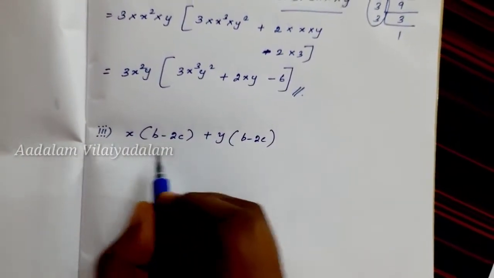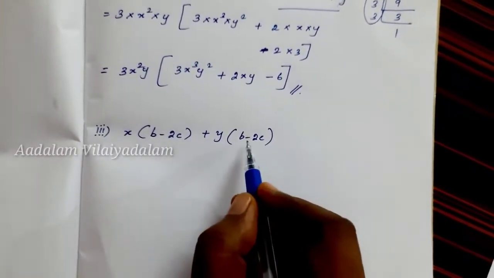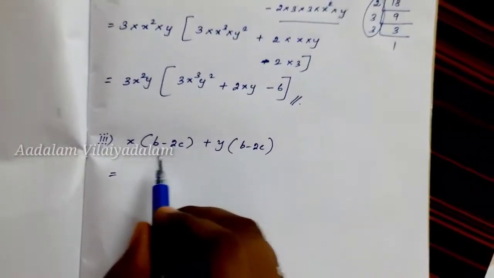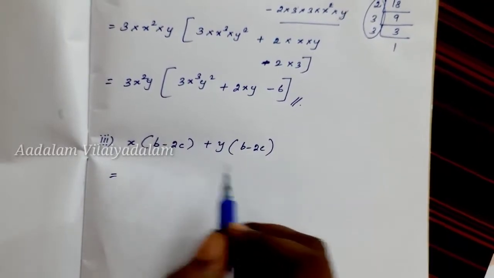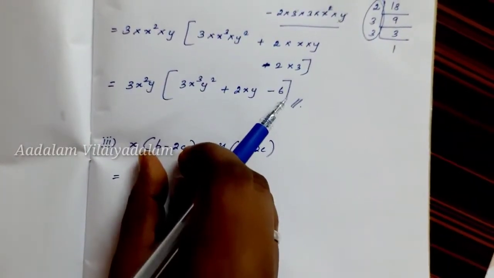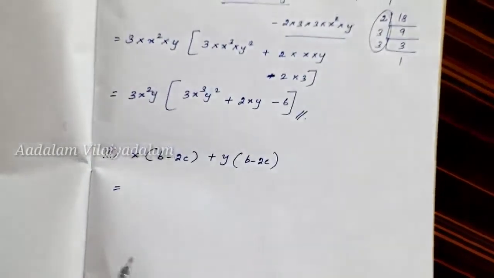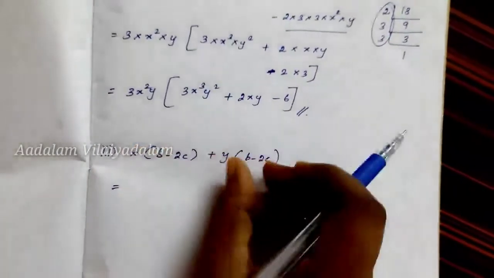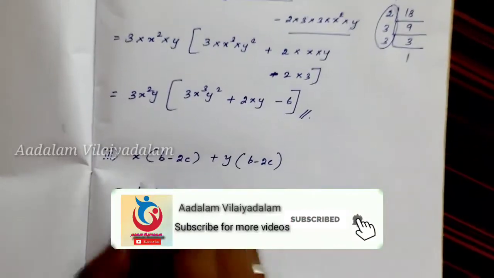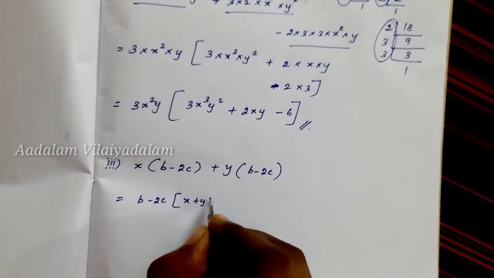Now the third subdivision is x into b minus 2c plus y into b minus 2c. Here the answer is very simple. Just compare these two terms. What else will be the common? B minus 2c exists here. The same way here is also b minus 2c. So let's take out this term as a common one. Then b minus 2c I have taken out. Then the remaining value will be x plus y.